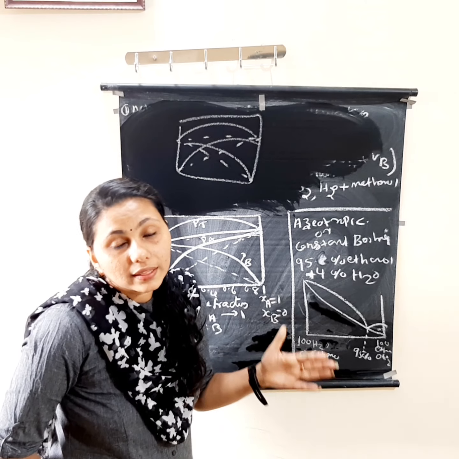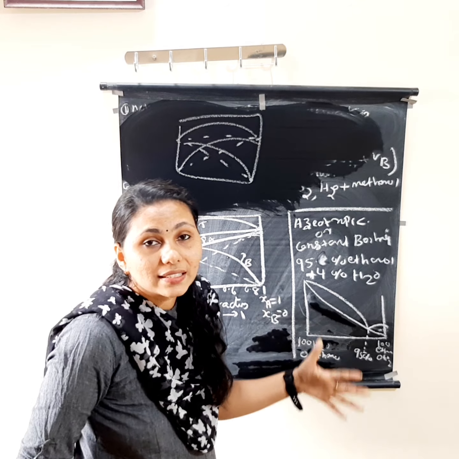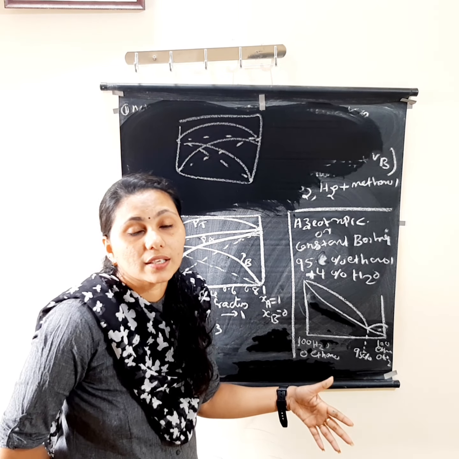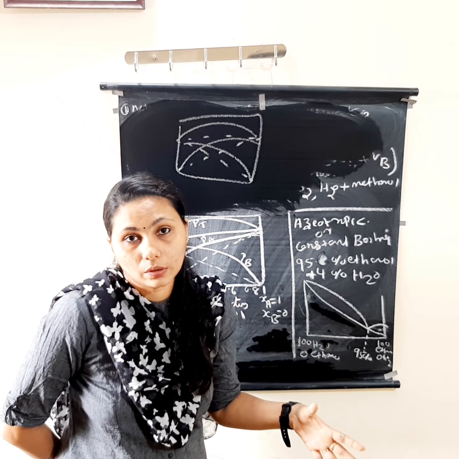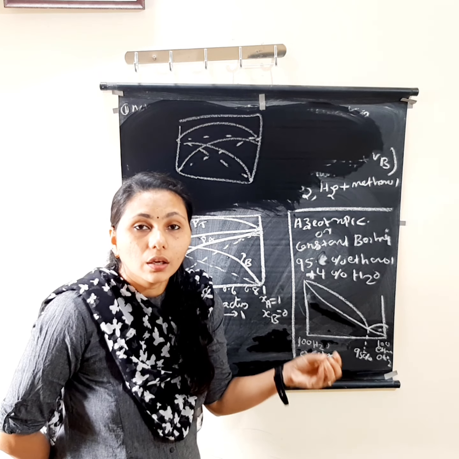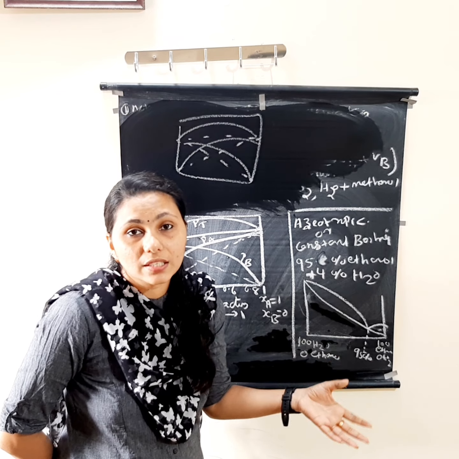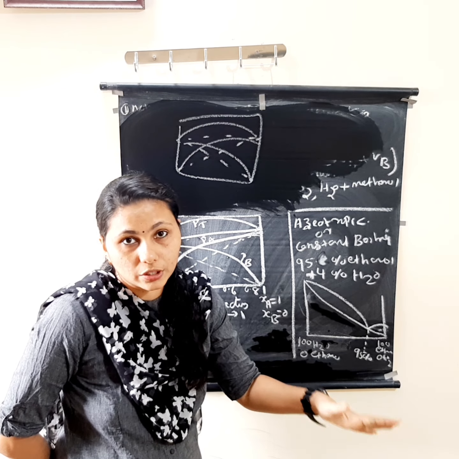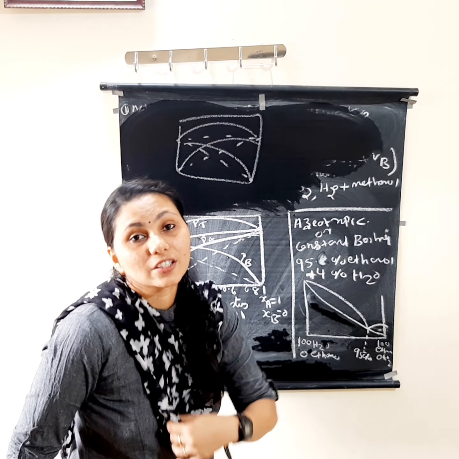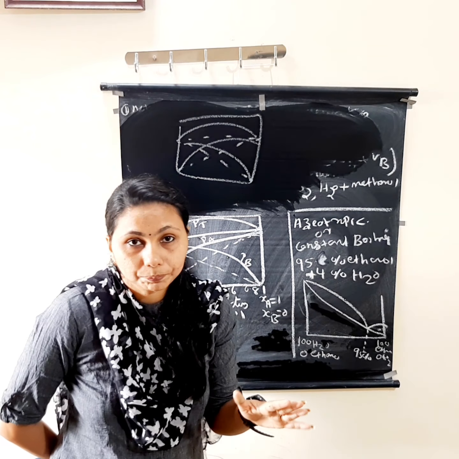So the mixture that distills without changing its composition is known as what? Azeotropic mixture. Okay. Suppose a mixture contains 20% water and 80% ethanol. That mixture boils or distills without changing that composition, 20-80%. That mixture is known as what? Azeotropic mixture.